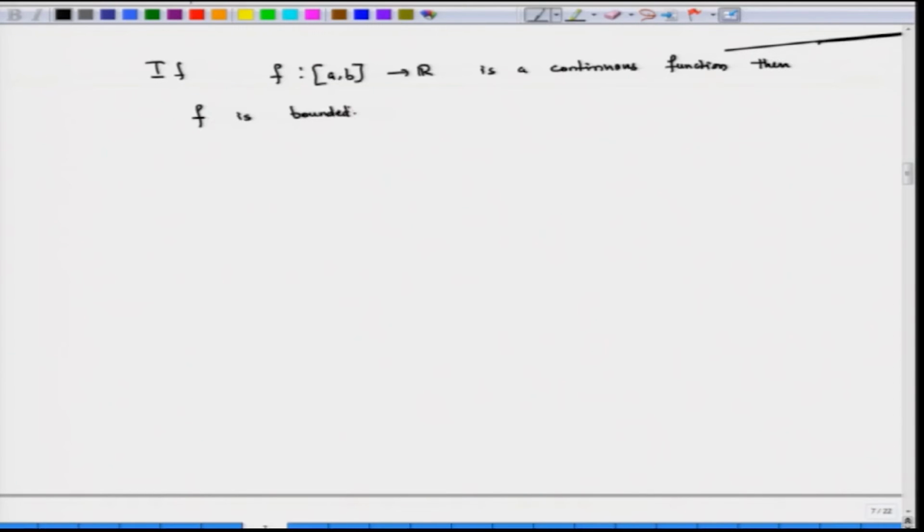This is a fact. I will give you the proof. In the first attempt, if you are not getting the proof, that is fine, but this fact is very important. If f is a continuous map from a closed and bounded interval, then f is bounded. That means there exists an M such that mod of f of x is less than or equal to M for all x belonging to [a, b]. In other words, the range set of f is a bounded set.